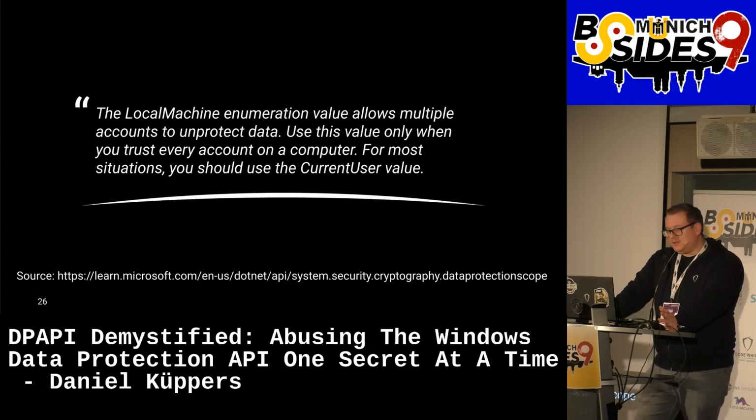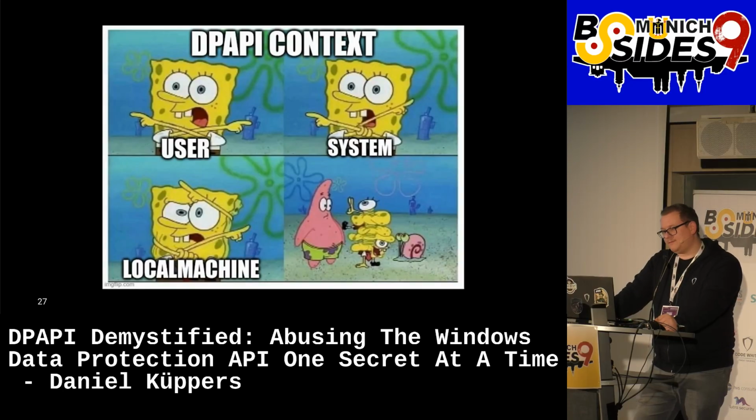According to Microsoft's documentation, the local machine enumeration value allows multiple accounts to unprotect data. Use this value only when you trust every account on a computer. For most situations, you should use the current user value. Okay. So we have user, we have system, we have local machine. Let's see what that means.